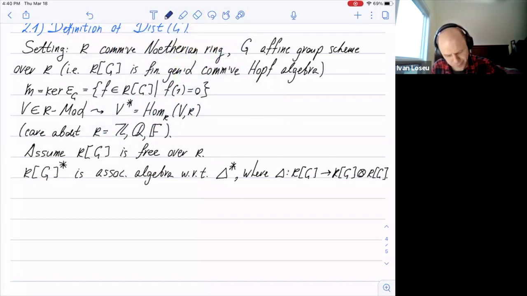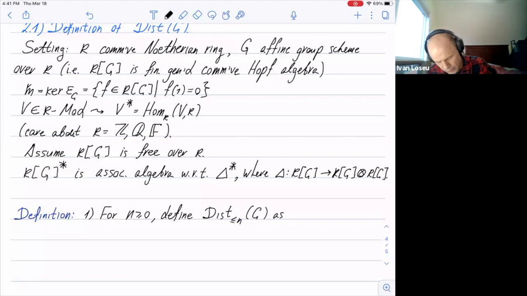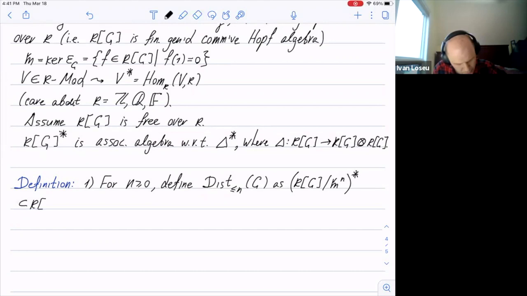So, definition. Part one: for n bigger or equal than zero, we define Dist less or equal than n of G as the dual of kG modulo this ideal m to the power n. Okay, and this sits inside of our kG dual. And the name for this is the module of distributions of order less or equal than n.